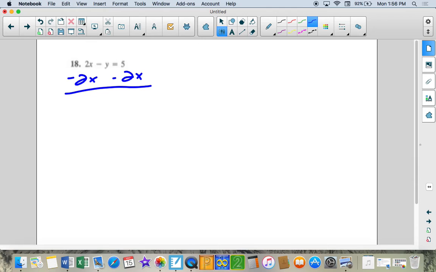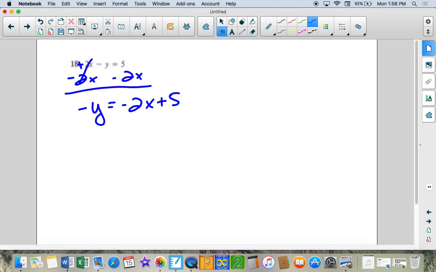What's going to get rid of a positive 2x? Well, a negative 2x. This negative sign is not attached to the 2x. This negative is attached to the y. So many students will add 2x, and that's bad because a positive 2x does not get rid of a positive 2x. Only a negative 2x. So these will cancel. I'm left with negative y equals negative 2x plus 5.